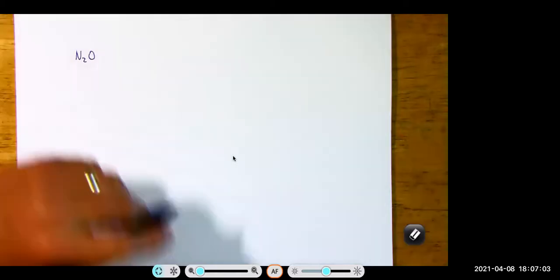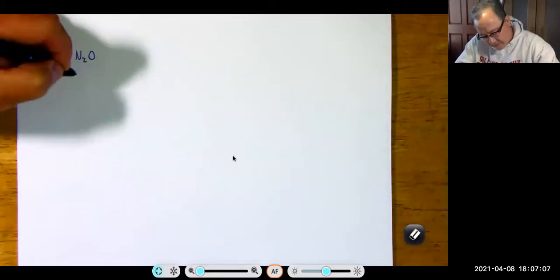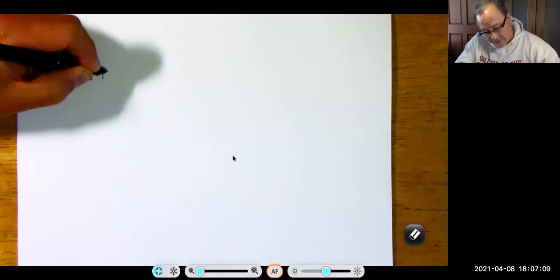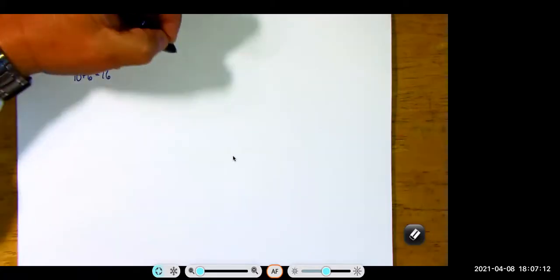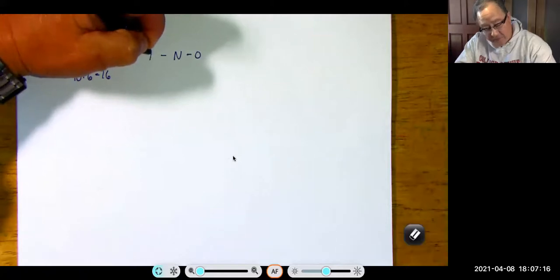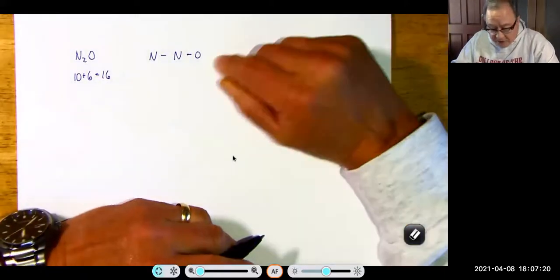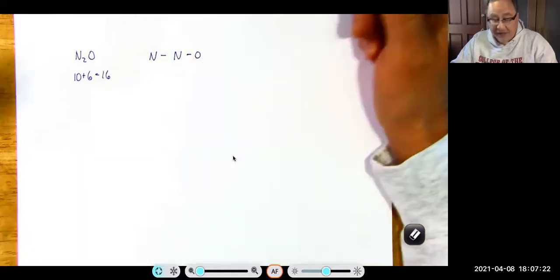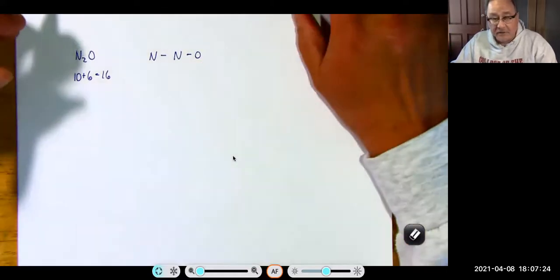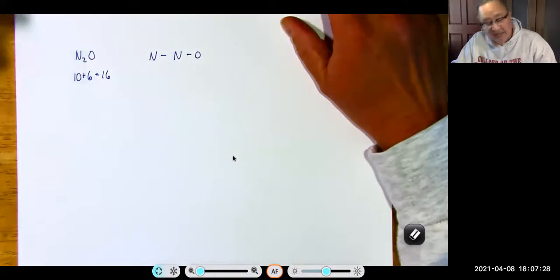If you look at N2O, which has 10 plus 6 electrons for 16 electrons, nitrogen goes in the middle because it is the one that can make the most number of bonds. Nitrogen makes 3 bonds usually. Oxygen makes 2, and that's enough to say we're going to put nitrogen in the middle. You put the one that makes more bonds in the middle. Another way to say it is you take the atom that is less electronegative and you put it in the middle.